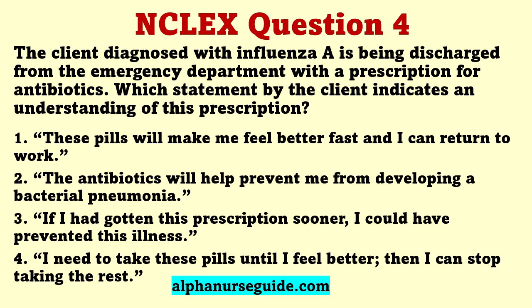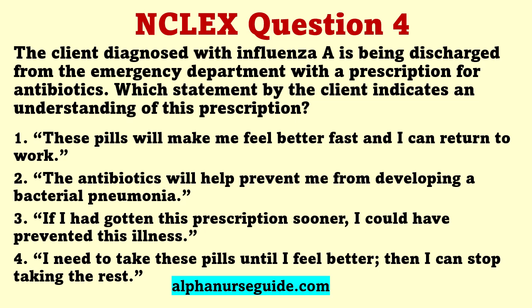The correct answer is 2. The antibiotics will help prevent me from developing a bacterial pneumonia. Secondary bacterial infections often accompany influenza, and antibiotics are often prescribed to help prevent the development of a bacterial infection. Antibiotics will not prevent the flu. Only the flu vaccine will prevent the flu.